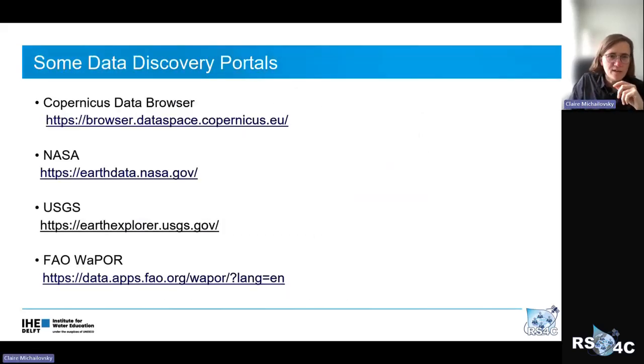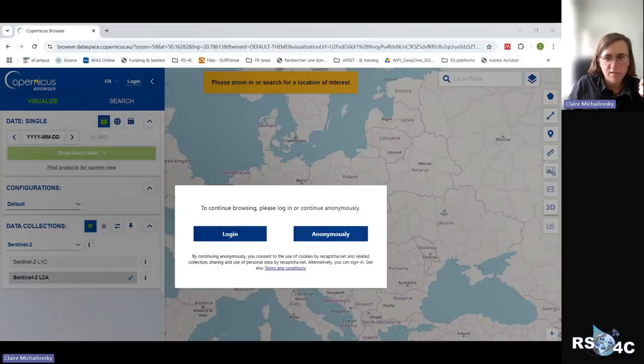Here I have a few examples of data portals from which we can obtain data sets to work with them. They're actually quite easy to use overall. I won't go into detail about them here.